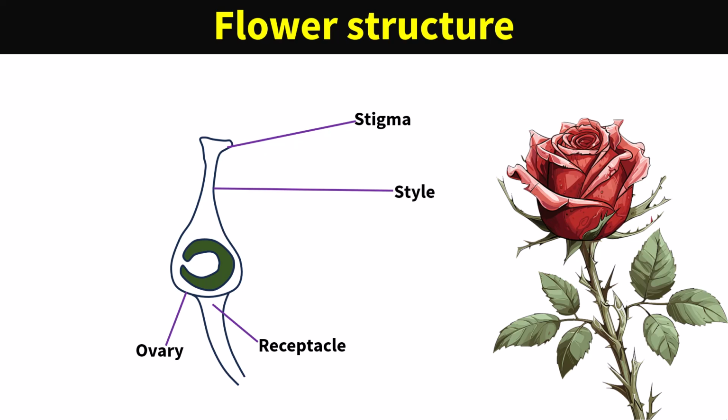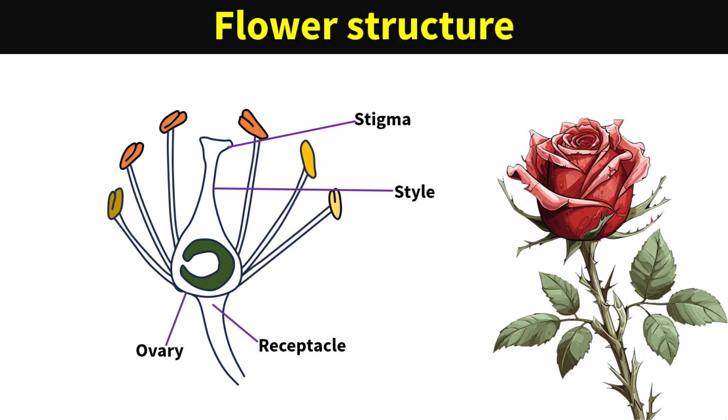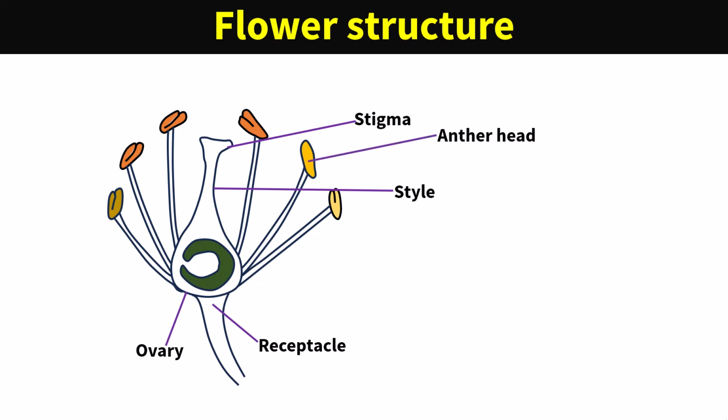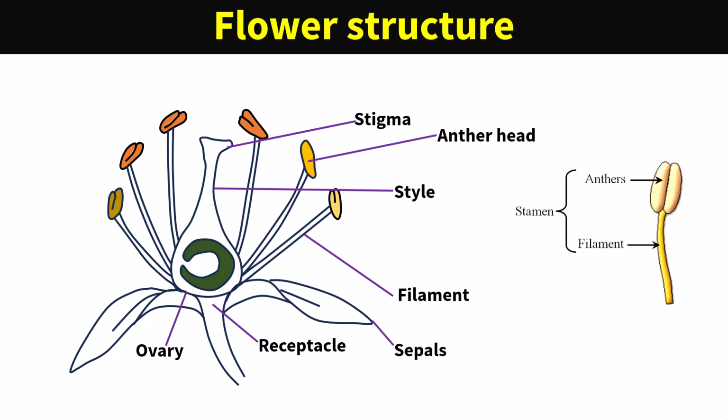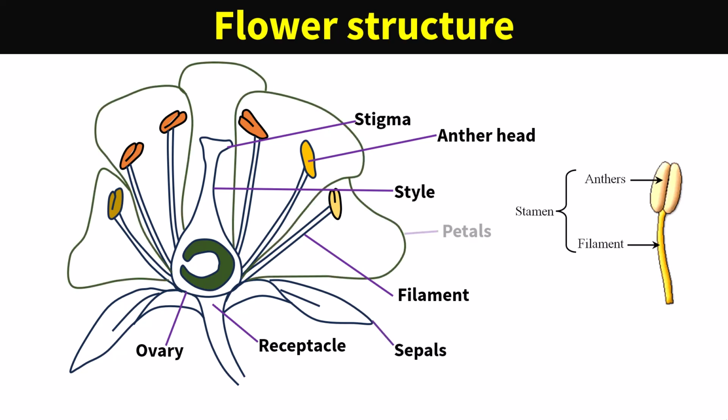It has the androecium, the male part of the flower. The androecium is a collection of stamens. A stamen is made up of the anther head, which forms the pollen grains, and the filament. The outermost floral whorl is the calyx, which is made of sepals. The second whorl is the corolla, made up of petals. They are brightly colored in insect-pollinated flowers.